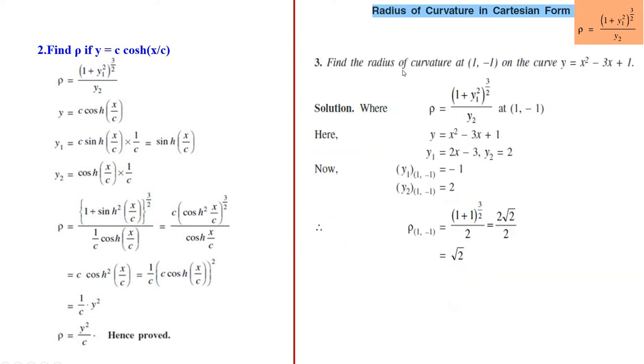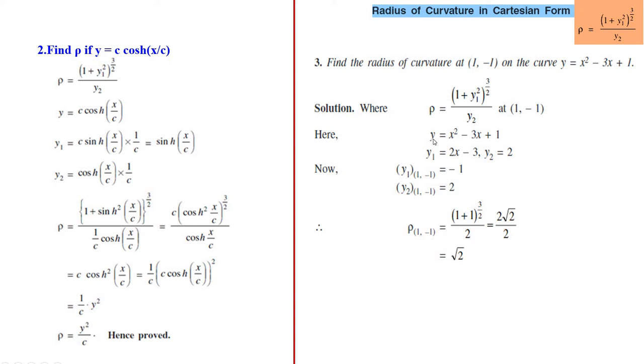Now one more problem, find the radius of curvature at a point is given. In the previous cases points were not given, so here it is given on the curve. So y is equal to f of x, Cartesian form explicitly given. So we'll have to use this formula. So consider the formula. Now you have to find rho at this point.